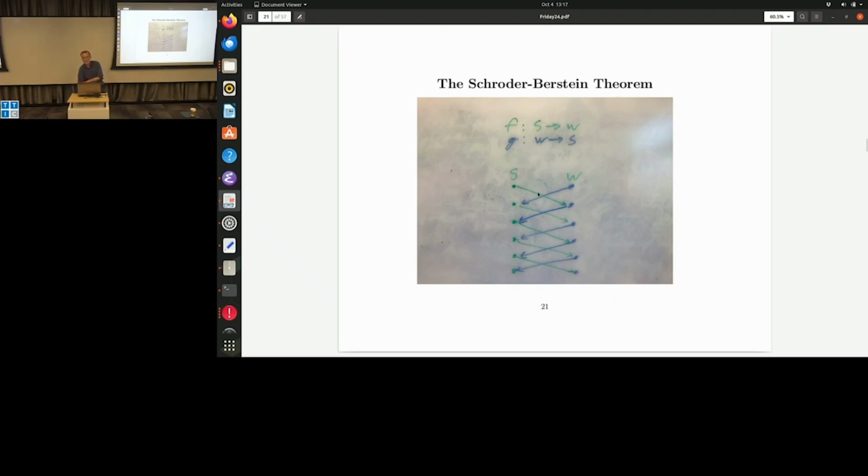So let's look at this node, this point right here. This point right here is not covered by W. So if I'm going to build a bijection out of these arrows, this one has to be covered by F. This is infinite, it goes down infinitely. Okay. That makes sense.